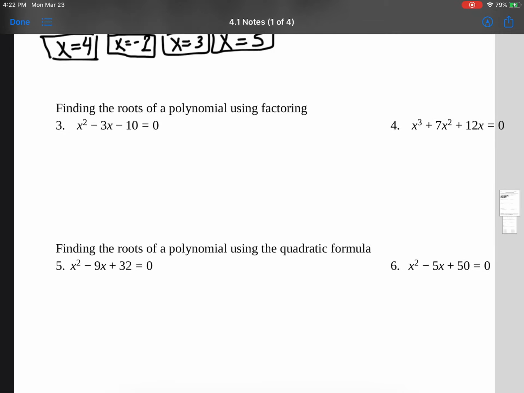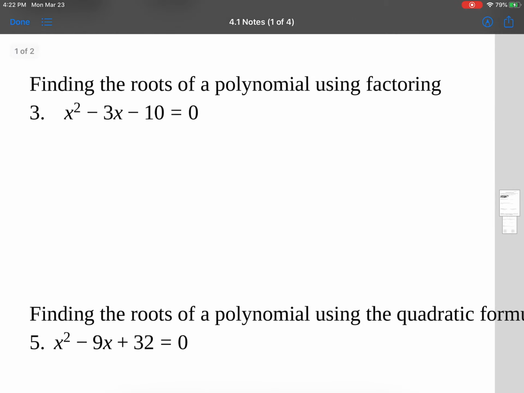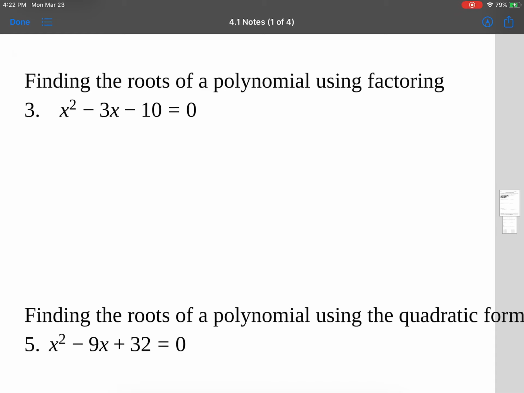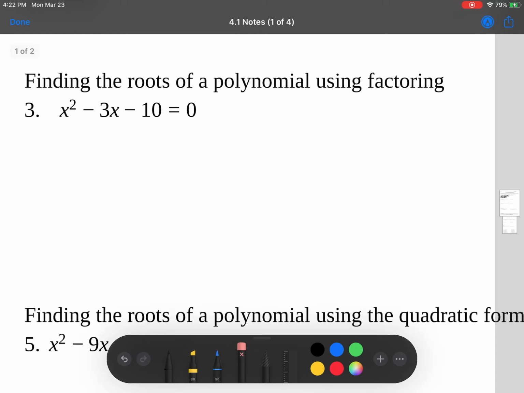Now, the next part here is finding the roots using factoring. In this case, we don't have factors already, so we're going to have to factor this quadratic first. The first thing I would do here is note that our a term is 1, because we have nothing in front there. When we have our a term as 1, we can just figure out what are our factors of c and see what's going to add up to b here.